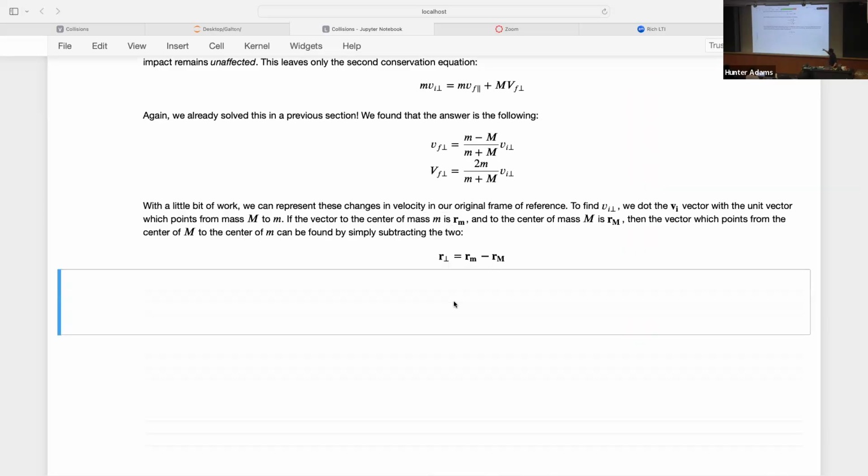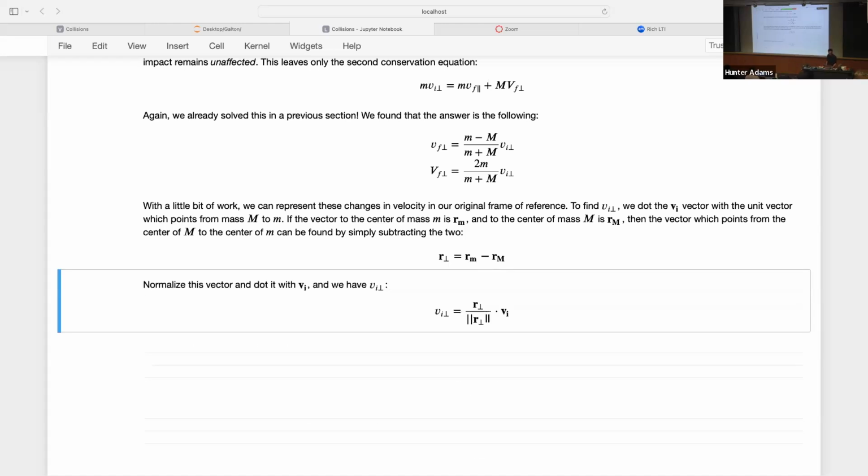So this is us solving for the vector that points from the center of the big mass to the center of the little mass. And then if we want to make that a unit vector, we just divide by its magnitude. Now that's a unit vector, a unit length vector that points from the center of the big mass to the center of the little mass. If we dot that with the initial velocity of our ball in our xy table coordinates, what we end up with is the component of that velocity that's in the direction of the force.